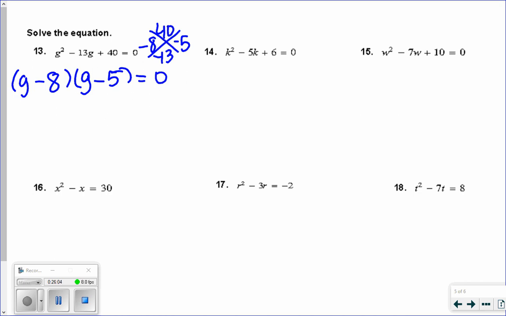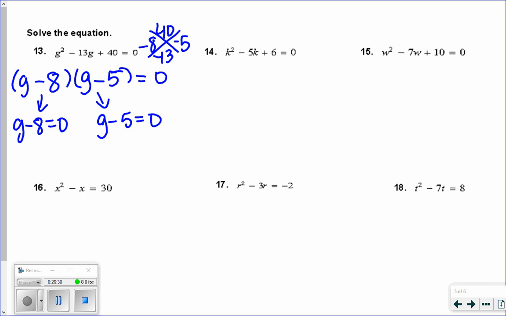We have it in factored form, except now we're going to continue this process and actually solve with the zero product property like we've been learning. So now that I have this in factored form equal to 0, I know that the only way that this g minus 8 times this g minus 5 can equal 0 is when either g minus 8 is equal to 0, or when g minus 5 is equal to 0.